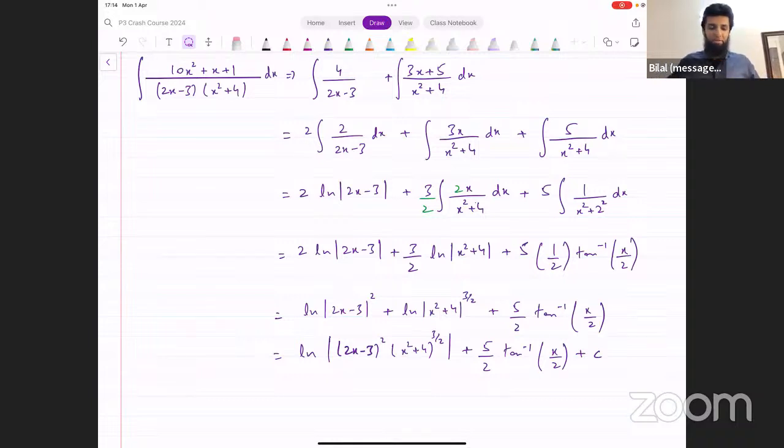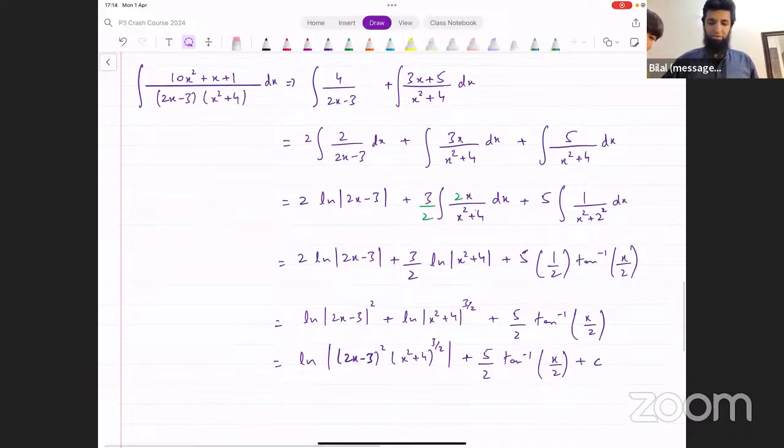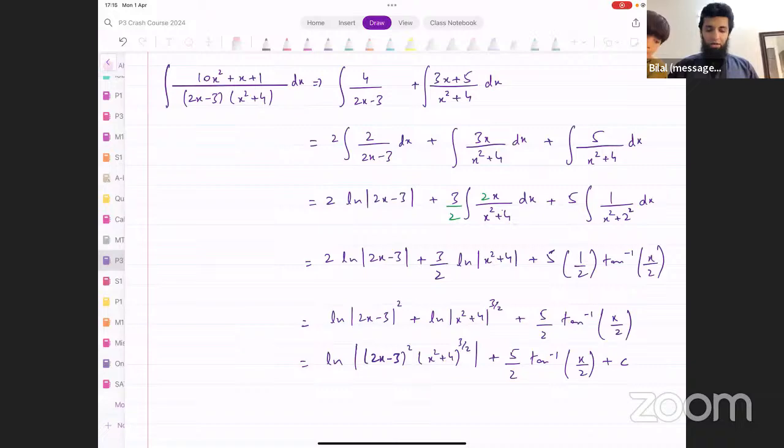Okay. Any problem with this? Does this make sense to everyone? This whole process? Now we have 4 methods for integrating fractions. ln rule, tan inverse rule, partial fractions, and splitting the numerator like this sometimes. Okay. All right.